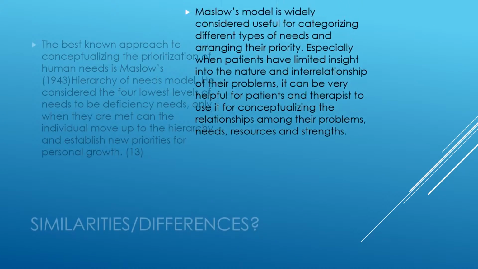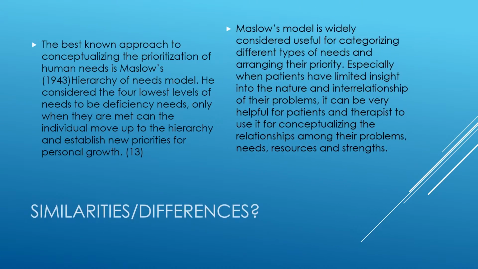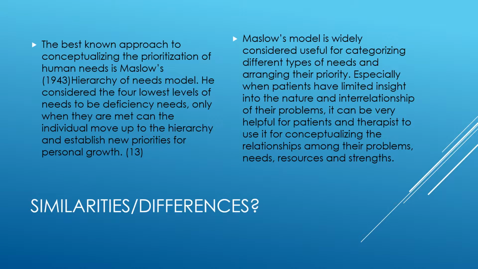Okay, so let's take a look before Engel came up with this idea to see if the idea was floating in the air. The best known approach to conceptualizing the prioritization of human needs is Maslow's hierarchy of human needs model. He considered the four lowest levels of needs: physiological, safety, love, esteem, to be deficiency needs, and only when they are met can the individual move up the hierarchy and establish new priorities for personal growth.